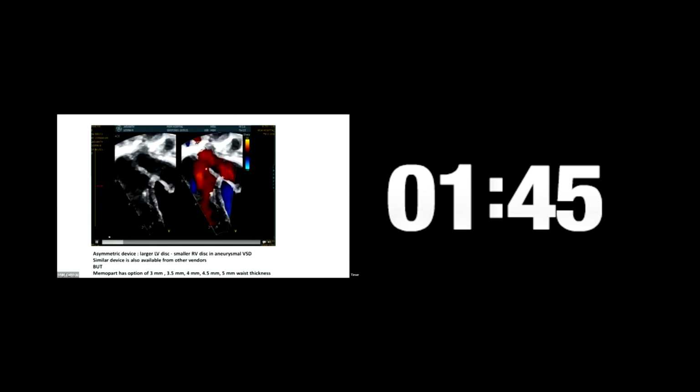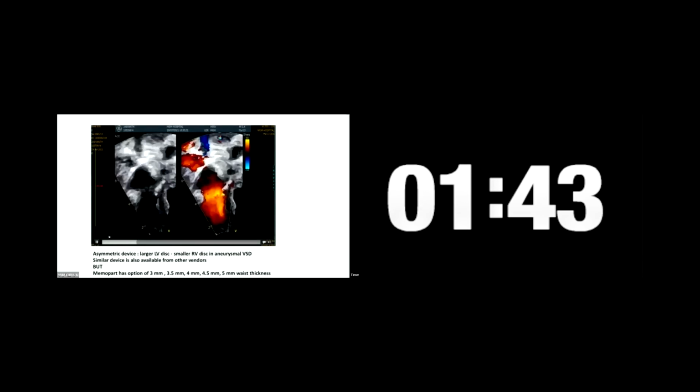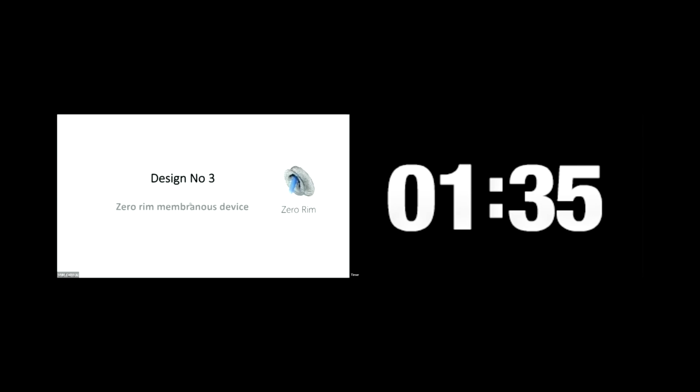echocardiogram. Mild TR, which was there pre-procedure. There's not much increase in the tricuspid regurgitation, and the VSD device is in position, the LV disc is on the bigger side, and we were able to close almost all the fenestrations.